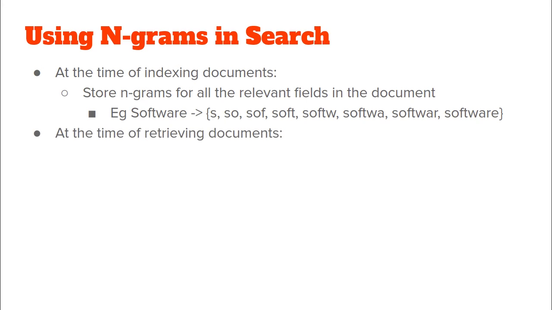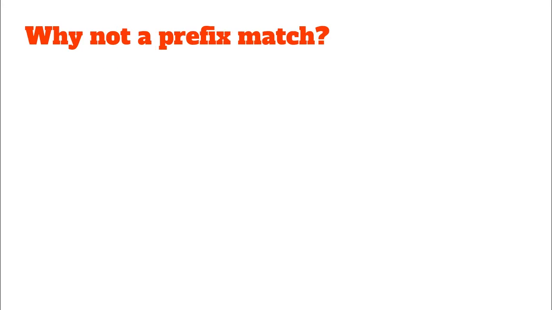At the time of retrieving the document, what do we do then? Well, the search query is matched against all ngrams. Suppose I put in the search string SOF, then definitely this SOF will be matched, and we can suggest to the user that you might be looking for the term software. Again, obviously based on a variety of other parameters and scoring as well.